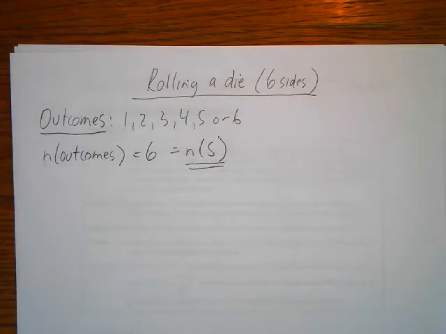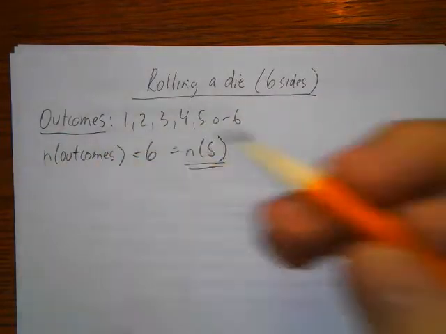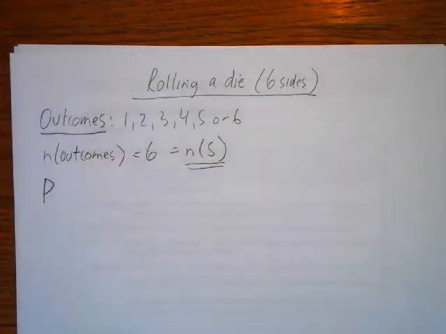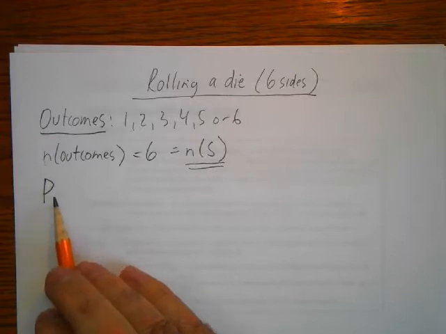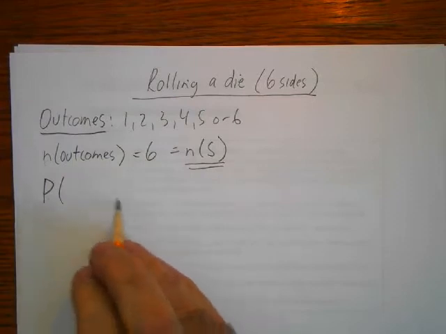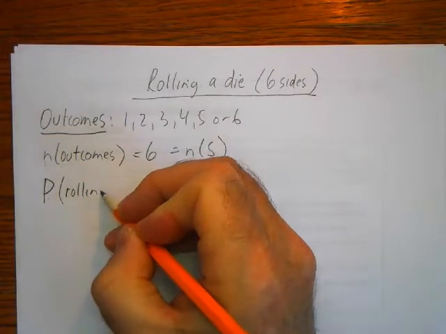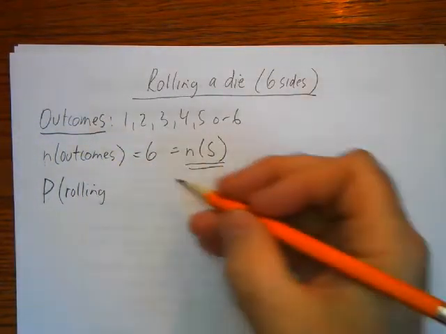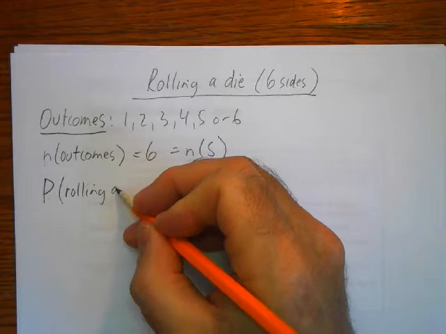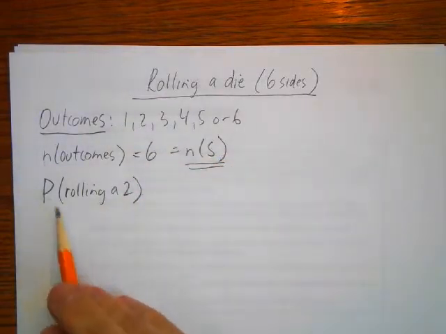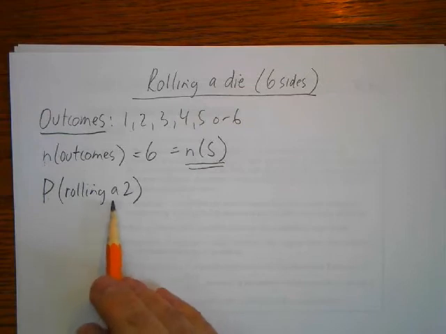Now, once I've got that, I might want to figure out what's the probability that I roll a 2. So we also have some new kind of not terminology, but mathematical notation. Whenever I want to get the probability of something, it's a capital P, and then inside I put probability of what. So you can start off by just saying what you're trying to find the probability of. Probability of rolling a 2. So it's like function notation. Probability of getting a 2.